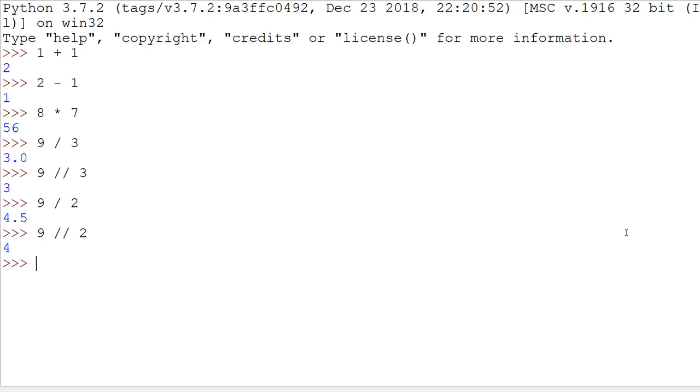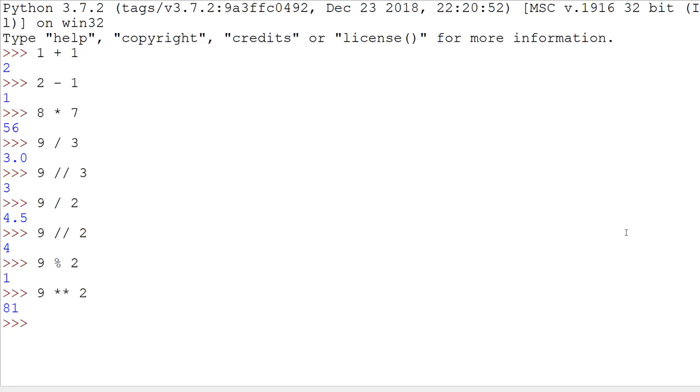And something else you can do with division inside Python is give us the remainder. So if we use the percent sign, so 9 divided by 2 using the percent sign, it'll give us the remainder of the division, which would be 1. And if we want to do powers inside Python, we want to use 2 asterisks. So 9 to the power of 2 would be 81.